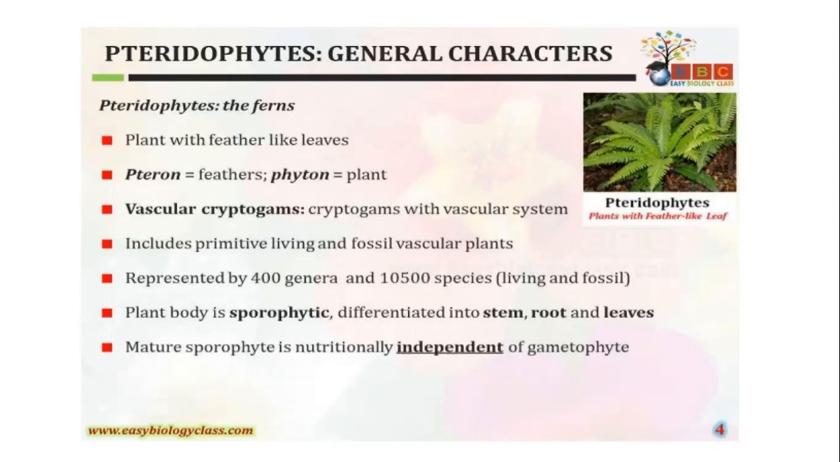To summarize: pteridophytes are commonly called fern plants, and they are identified with the help of their feather-like leaves. These are considered the first vascular cryptogams, having vascular system development. The plant body is generally called the sporophytic plant body, differentiated into stem, root and leaves. And the sporophyte is independent of the gametophyte.